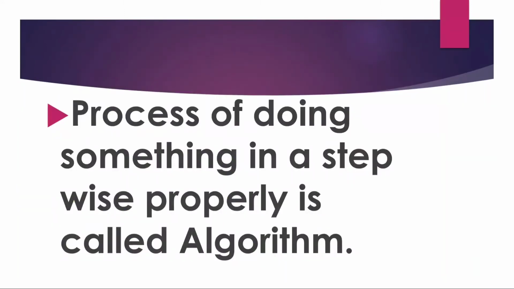The process of doing something stepwise, properly, is called algorithm. Okay, so in tea making, I showed you the steps of doing things one by one in small steps, and at last we will get our tea. So this is the way to do something, and doing something one by one is called algorithm.